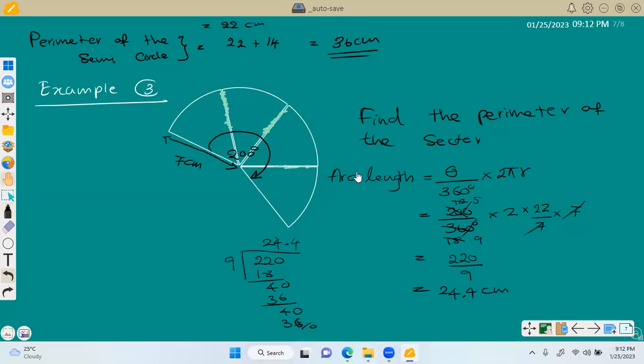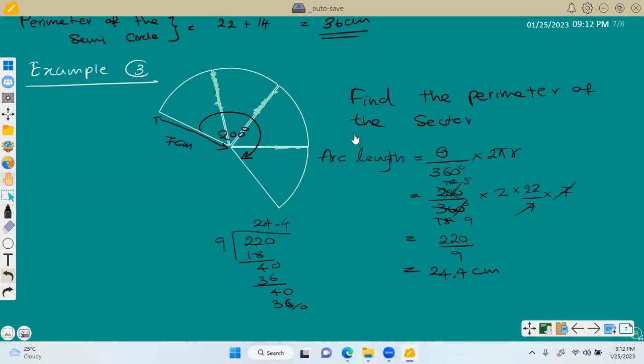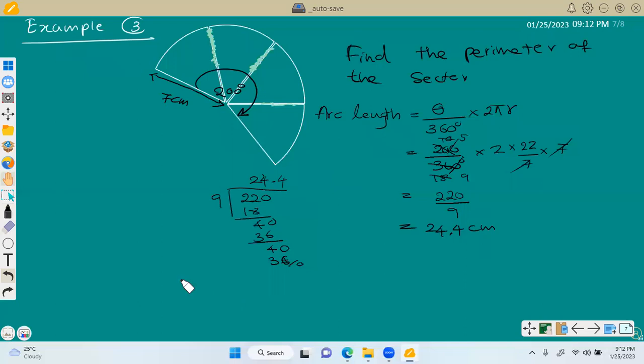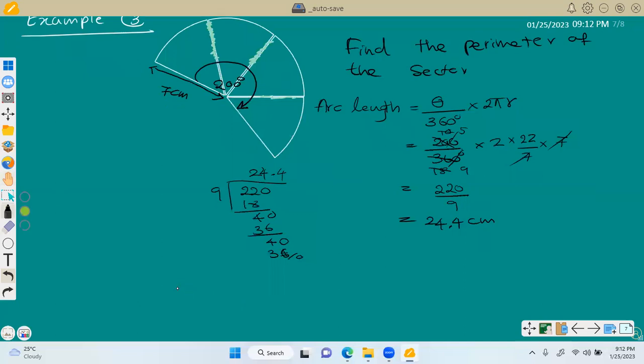Then the perimeter of the sector is equal to 24.4 plus 14. It is 38.4 centimeters. Yes, Devni has got the answer. Very good. What about the others?